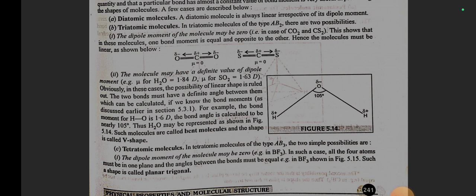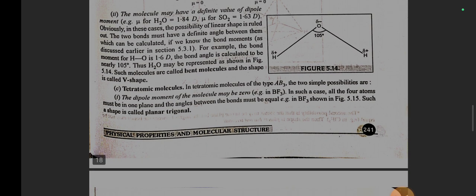If we know the bond moments, for example, the bond moment for O-H is 1.60, the bond angle is calculated to be nearly 105 degrees. Thus, H2O may be represented as shown in the figure. Such molecules are called bent molecules and the shape is called V shape.